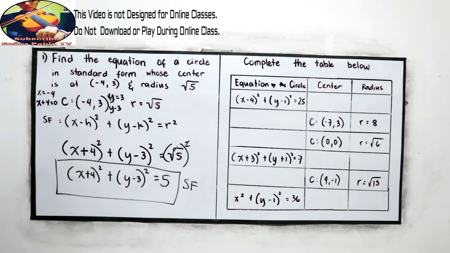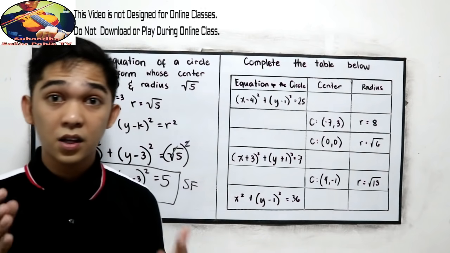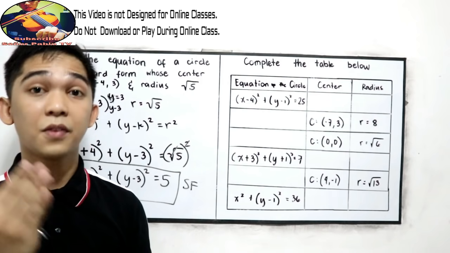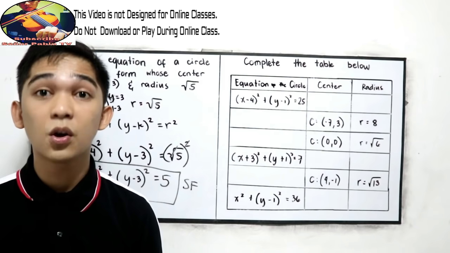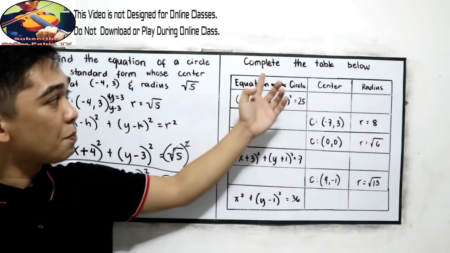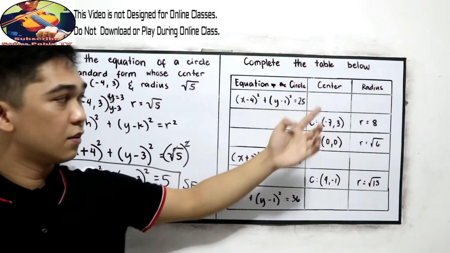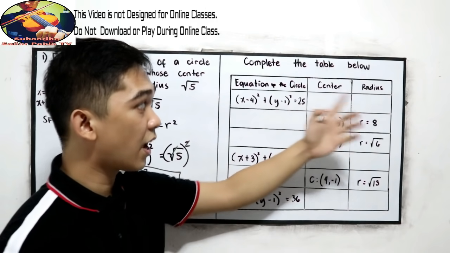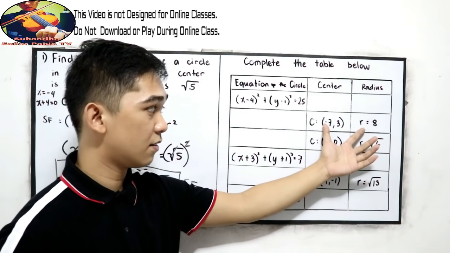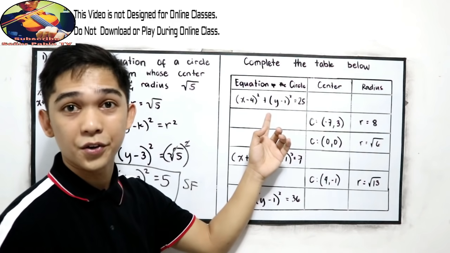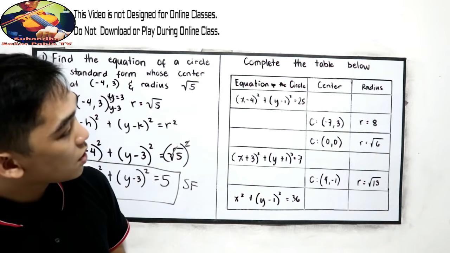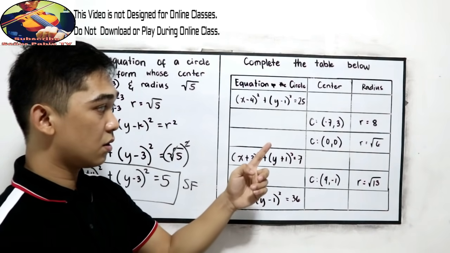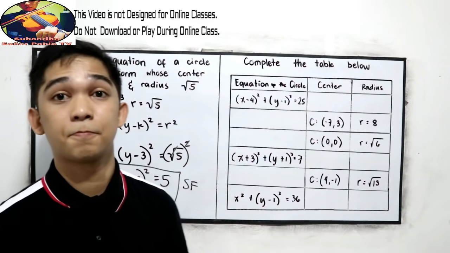Now, let's find out the relationship between the center, the radius, and the standard form, or the equation of the circle. Complete the table below. We're going to find the center and the radius. Next will be the equation of the circle. Now, I will answer 1 and 2. Then you're going to answer 3, 4, 5, and 6. Okay?